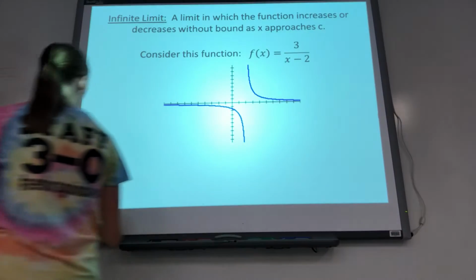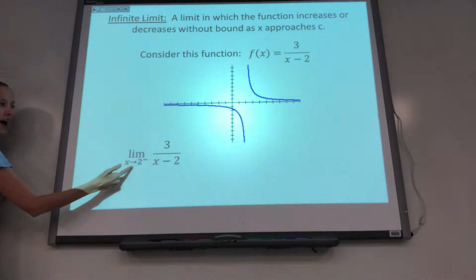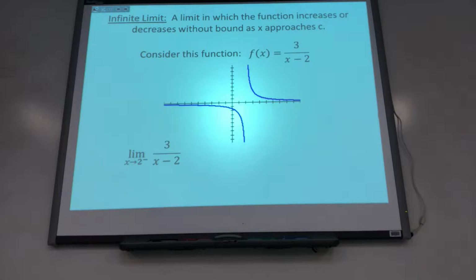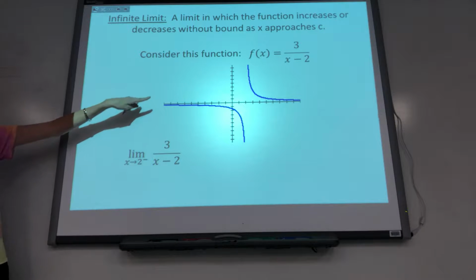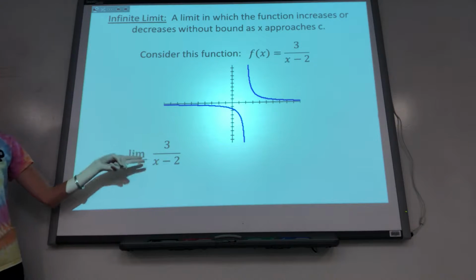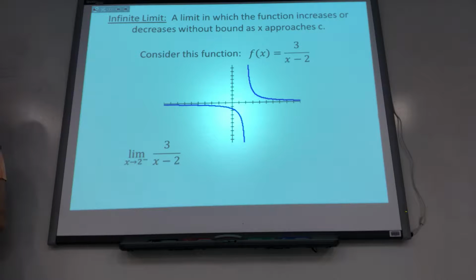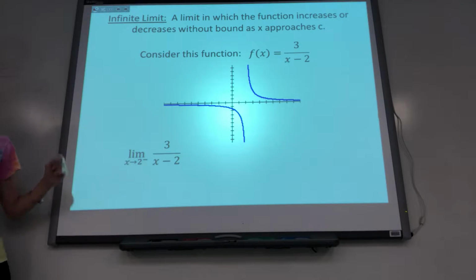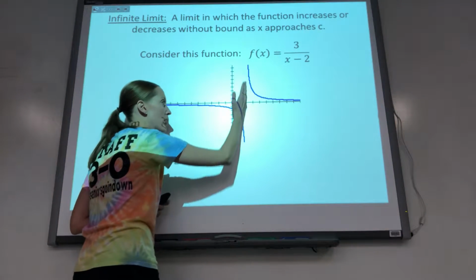Now, I want to put up here some limits, and this is maybe something you would want to write down. I'm going to put some different limits up here that I want you to find from this graph. We're going to do this together, but the first one is the limit as x approaches 2 from the left of this function, 3 over x minus 2, but only from the left. Okay, so this is where x is 2. We already talked about that.